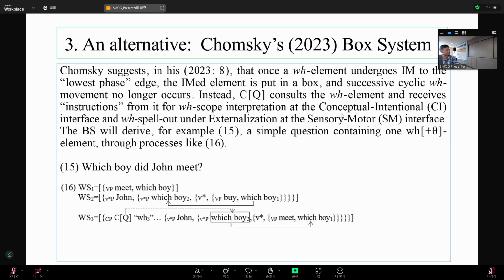Let's go to the box system. As you know, Chomsky suggests in his 2023 paper that once the Wh element undergoes internal merge to the lowest phase head, the internal-merge element is put in a box, and subsequent movement no longer occurs. Instead, the conceptual-intentional system receives instructions from each box for scope interpretation at CI and spell-out at SM. About this one, in the morning session there was much discussion, so I will skip.